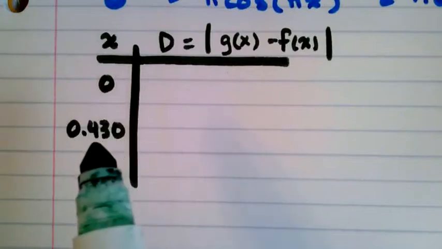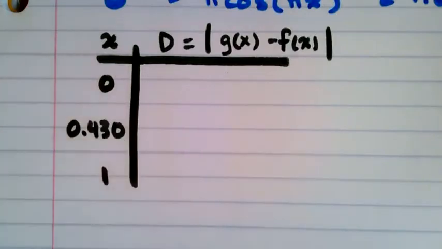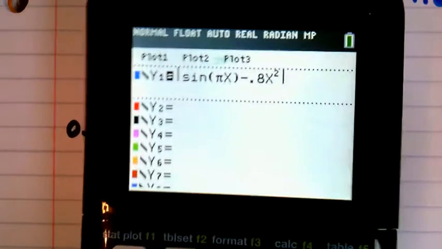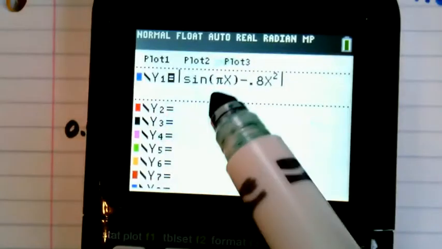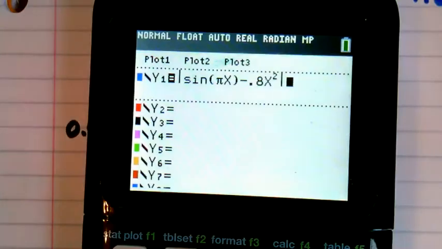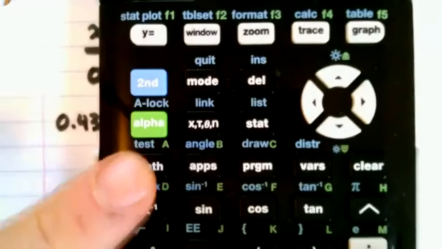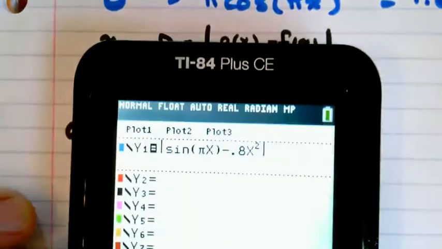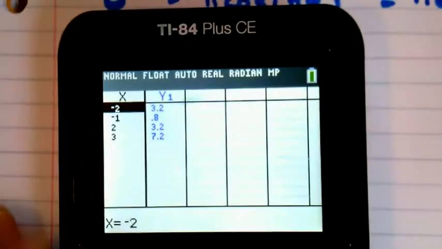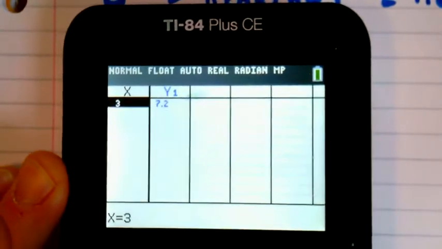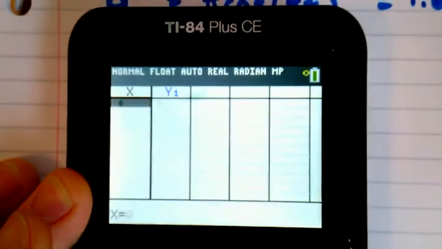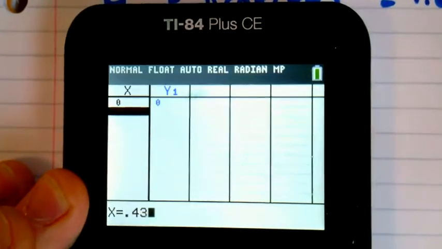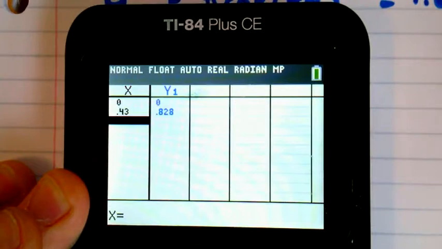Our critical point was 0.430, 1 and 0. I went to my calculator and I put in absolute value of g of x minus f of x so that I have the equation all ready to go. Absolute value is under the math button right here. Okay, so once I'm here, I can go to the table. I can put in at 0, the vertical distance is 0. At 0.43, it is that amount. And at 1, it is that amount.